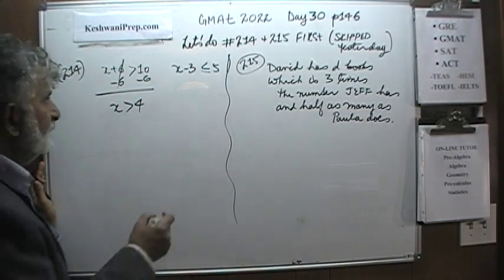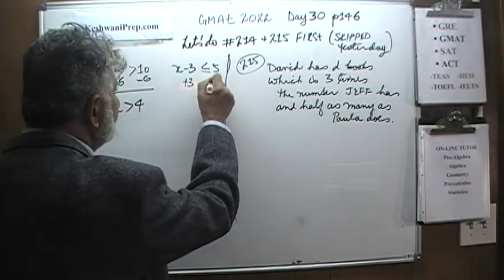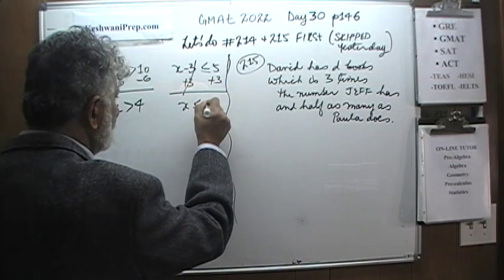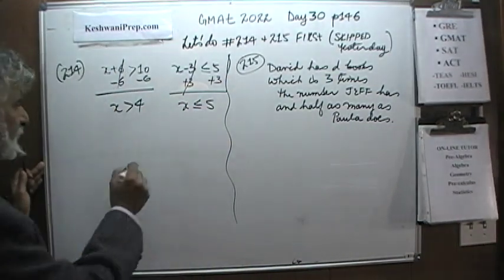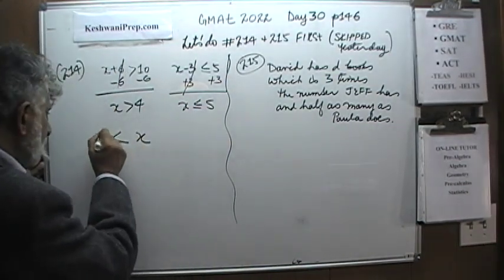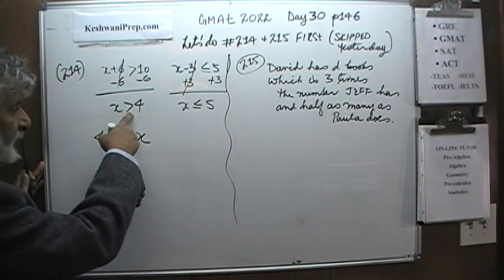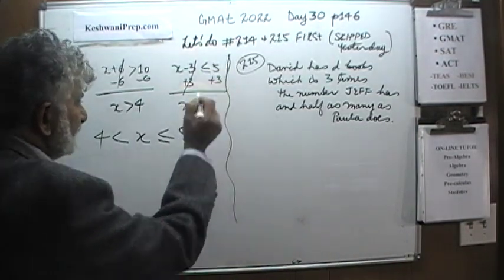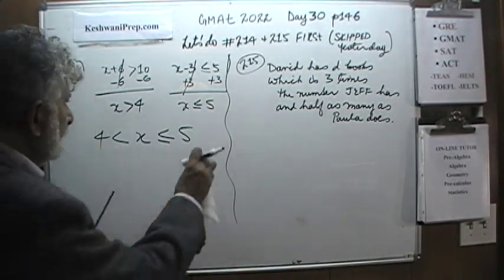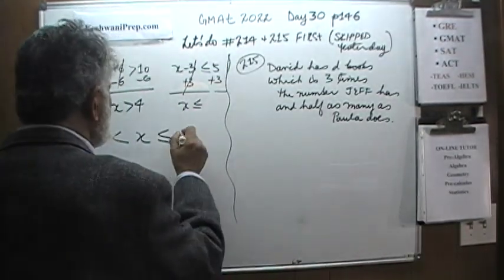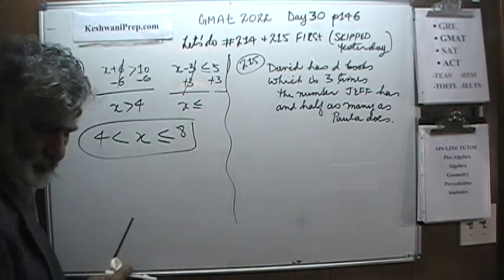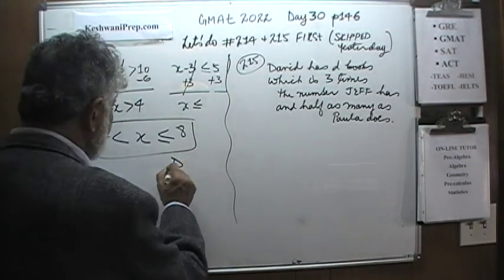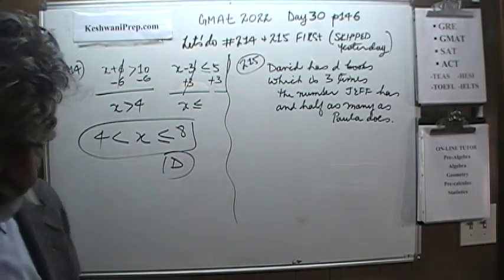So that's the first condition. Here if we add 3 to both sides, this 3 drops out, and this tells us that x is less than or equal to 5 plus 3, which is 8. There you go. That's our answer. x has to be more than 4, but not equal to, there is no equal to sign here, but less than or equal to 8. Go through the answer choices and you will see that the one that matches is answer choice D. Let's take a look at the next one.